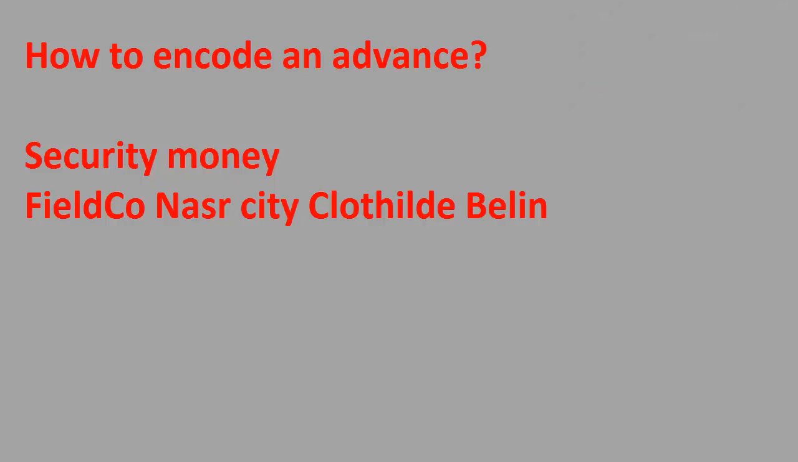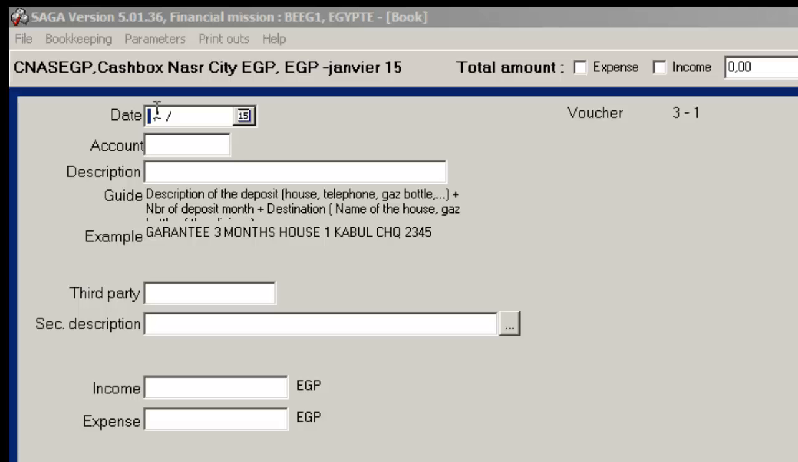Let's go to the second example, the advance. Imagine that you're paying security money upon arrival of the new field coordinator of Nasser City, Clotilde Bellin. First of all, you need to put a date. The date mentioned on the security money form is the 20th of January 2015.